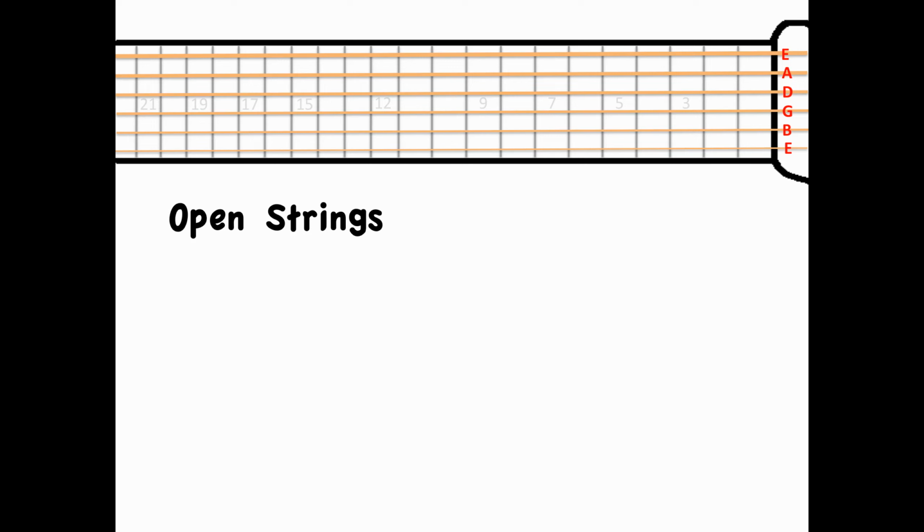So each one of these open strings corresponds to one of these note names. We could just memorize, if you're a memorizer, E, A, D, G, B, E, repeat it or use whatever trick you want.